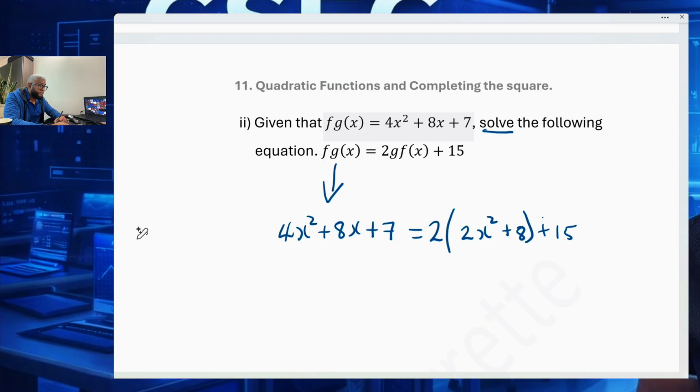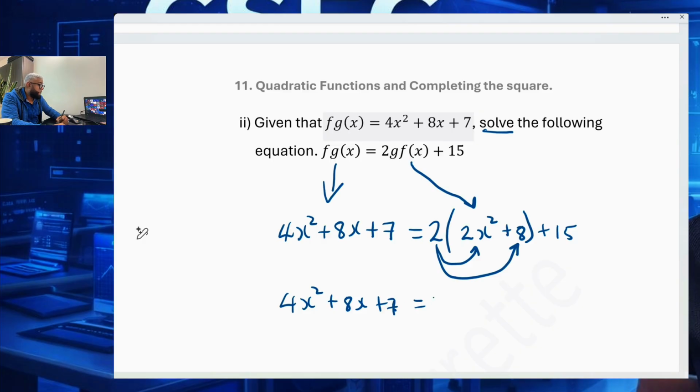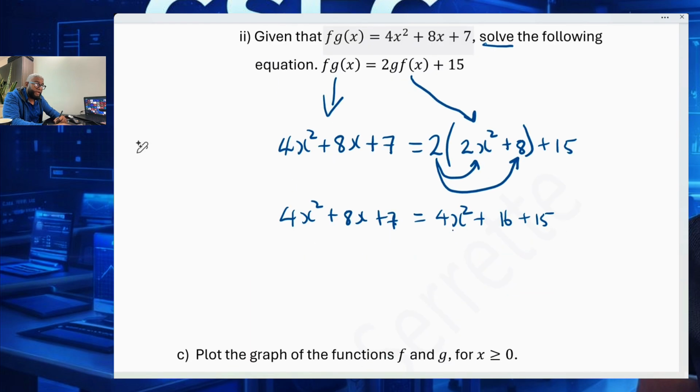If you need to solve, you will first need to get rid of the brackets. So you're going to multiply 2 by 2x squared and then 2 by 8. This will be 4x squared plus 8x plus 7 is equal to 4x squared plus 16 plus 15. So what are we doing? Let me take this 4x squared here and add these two things together. Everybody agrees? You good there?